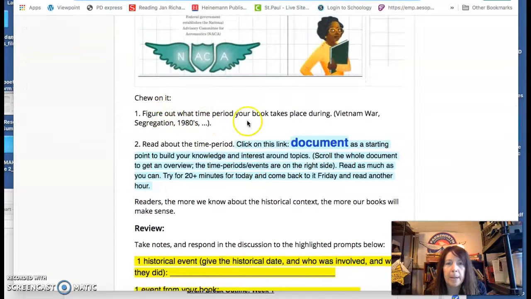Chew on it. Figure out what time period your book takes place during: Vietnam War, segregation, 1980s. And two, read about the time period. Click on this link, document, as a starting point to build your knowledge and interest around topics. Scroll the whole document to get an overview. The time period's events are on the right side. Read as much as you can and try for 20 minutes for today and come back to it Friday and read another hour. Readers, the more we know about the historical context, the more our books will make sense.